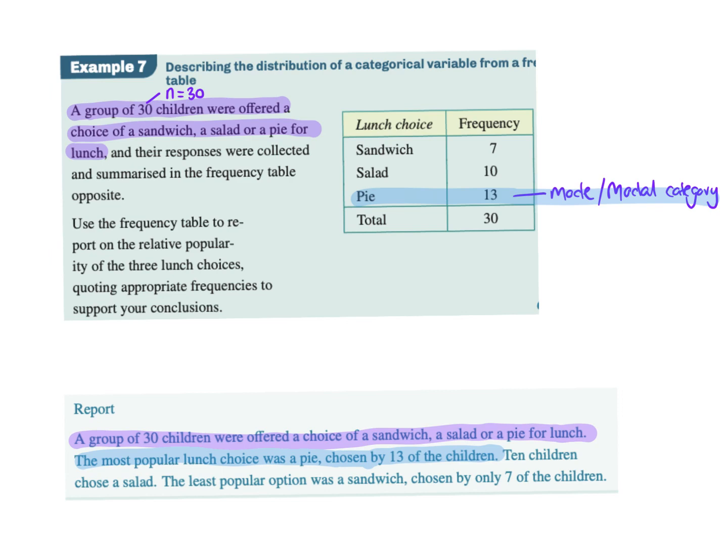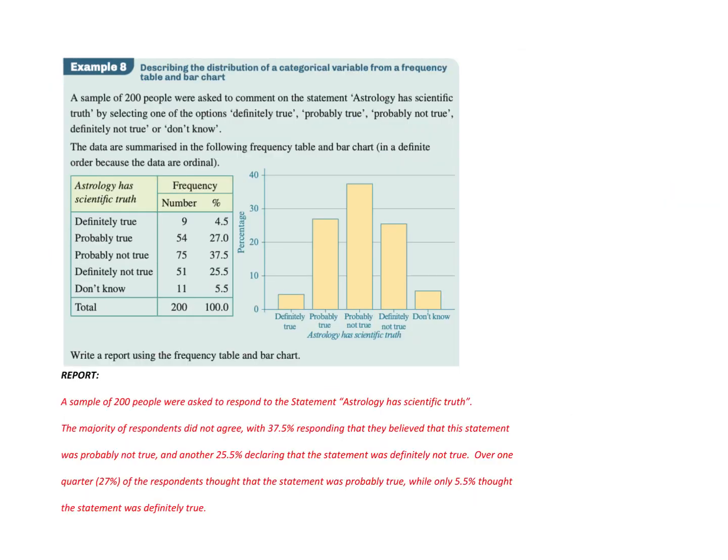And then remember we said we should follow with the rest. So then they said 10 children chose salad, and then they've just popped in the least popular, because there was only 3 children, and there's a report done. It's not hard. Don't need to waffle. Short, brief, to the point. That's what I'm looking for. Okay, so let's have a look at this example here.